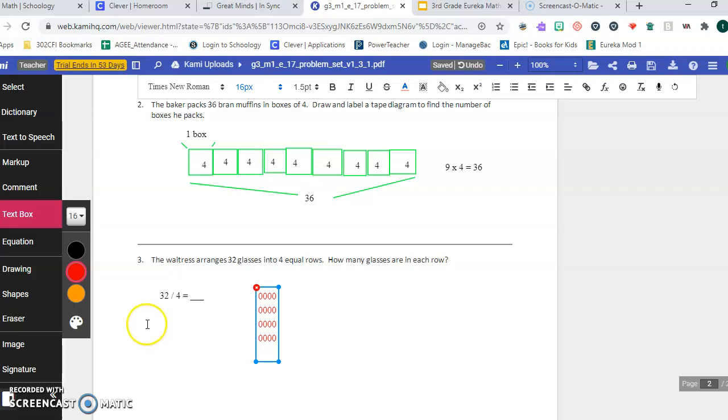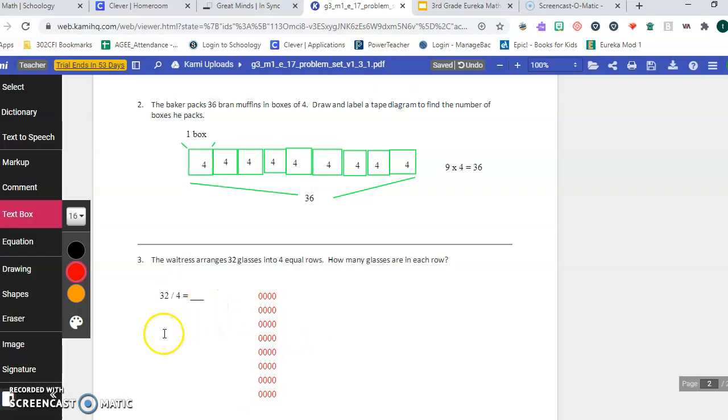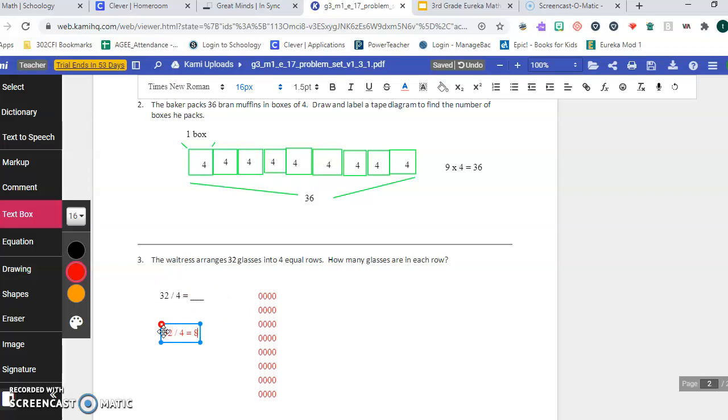So I got to count as I go. So 1, 2, 3, 4, 5, 6, 7, 8, 9, 10, 11, 12, 13, 14, 15, 16, 17, 18, 19, 20, and I know that I'm going to need to stop at 32. 21, 22, 23, 24, 25, 26, 27, 28, 29, 30, 31, 32. Okay, so how many glasses do I have in each column? 1, 2, 3, 4, 5, 6, 7, 8 glasses in each column. That proves it right there. So 32 divided by 4 equals 8.